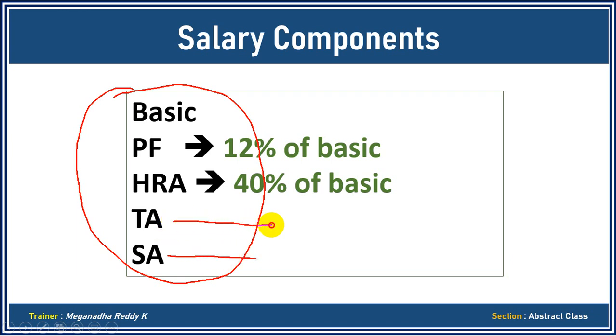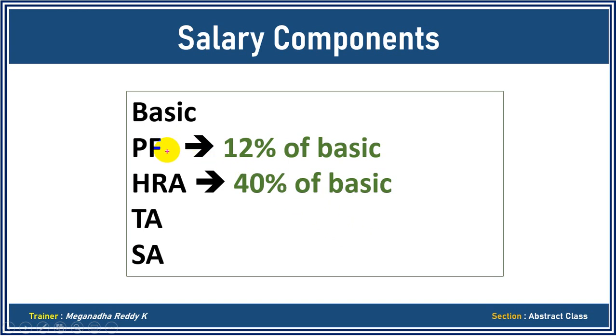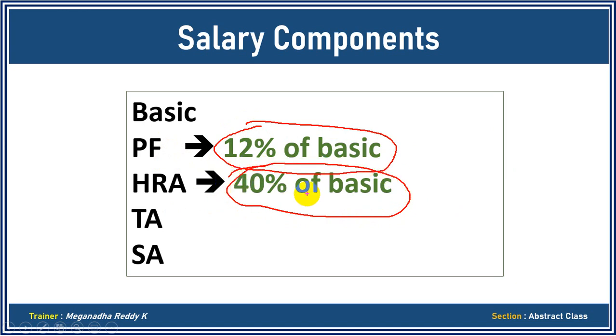And travel allowance depends on the city that you're working in. If it's a metro city, they'll give some amount. If it's a normal town, they'll give some amount. But let's assume all these components are mandatory for every company. And this PF is a fixed standard amount of 12% of basic, and HRA is a fixed standard amount of 40% of basic. Let's assume that every company in India has to follow this, given by government rule, just for our understanding.